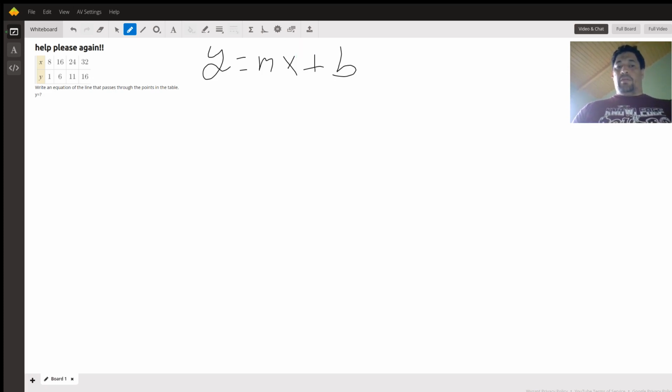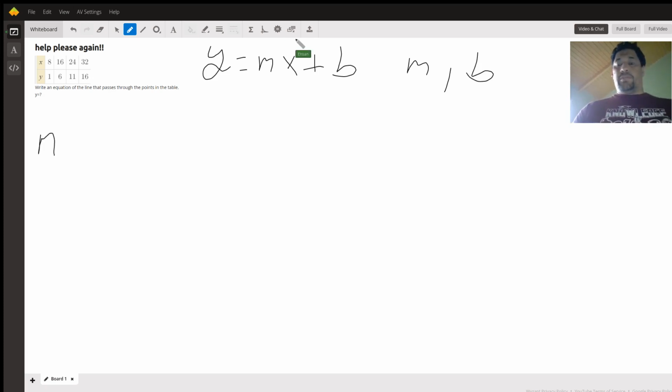The first thing you need to do is find two variables, m and b. This is how you're going to get an equation out of the table. So let's do m, we're going to find m first.